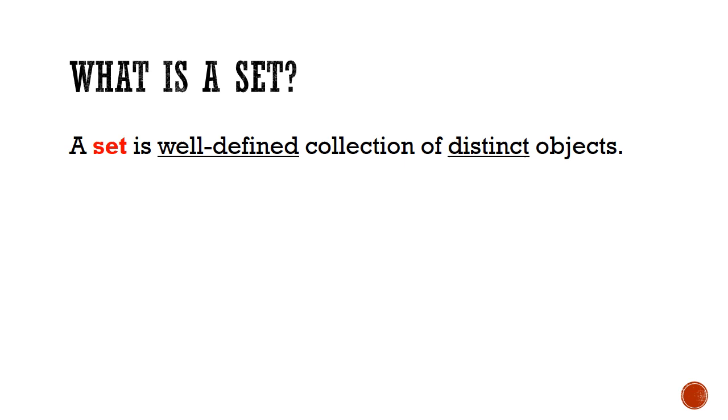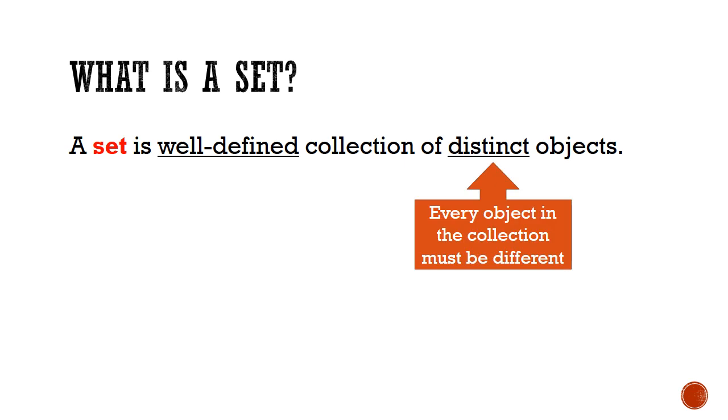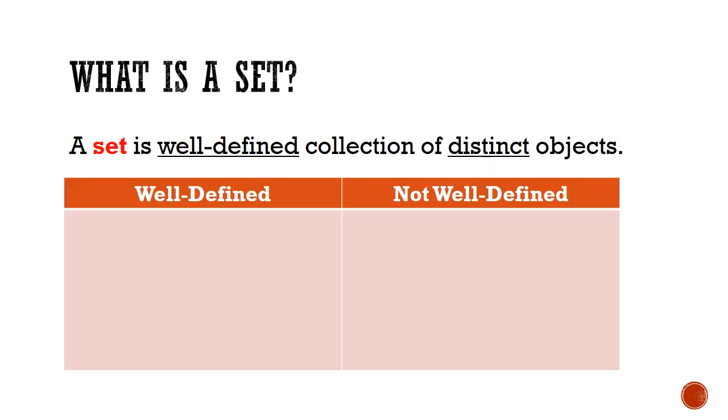So what is a set? A set is a well-defined collection of distinct objects. Distinct means that every object in the collection must be different. Well-defined means that if I give you an object, every reasonable human being can agree whether the object belongs or does not belong to the collection.